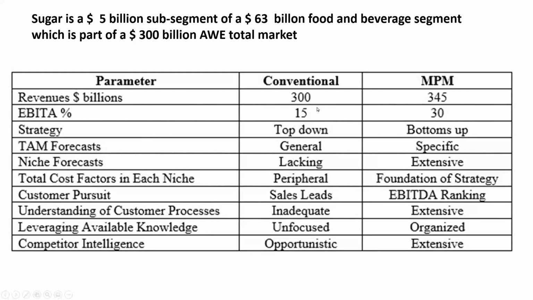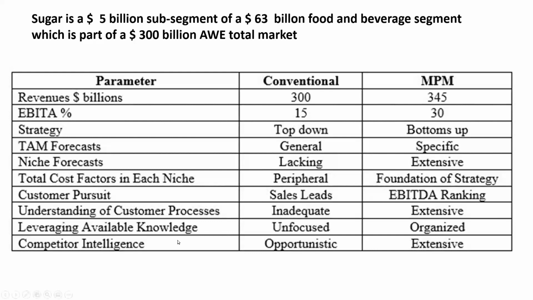So we believe that with this bottoms-up strategy, the most profitable market as we call it, you can increase EBITDA by almost doubling it, but it needs a bottoms-up strategy rather than top-down. And bottoms-up means looking at every potential application in every plant. Total available market forecasts, which are typically just general, need to be very specific. And that's just the beginning. Then you have to go on to the niche forecasts, which have to be very extensive, and they're lacking from most conventional approaches.